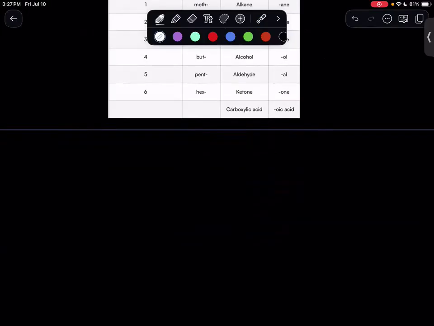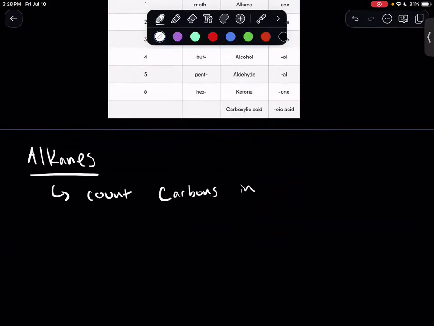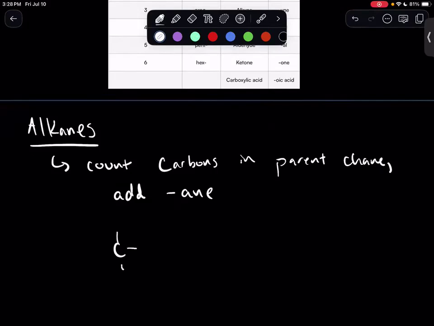So with that said, let's get into naming alkanes. Naming alkanes is pretty much the easiest. You just count the carbons in the parent chain, then you add the suffix ane. So for example, 1 carbon in a parent chain is meth, and that's methane.